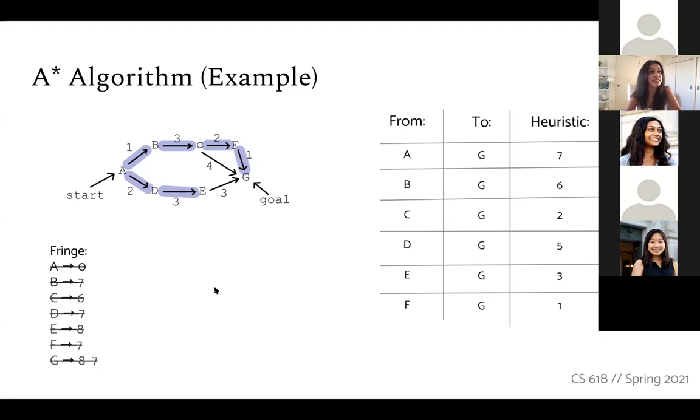Wait, so just to clarify, would I still have G in the fringe then? Yeah, so you would have G in the fringe as a normal node. Once G has been popped and visited, the entire A star algorithm stops. It does not matter whether there are nodes still in the fringe because any path that goes through those nodes will inherently take a longer time than the path we've already found to our goal node. Oh, okay, thank you.